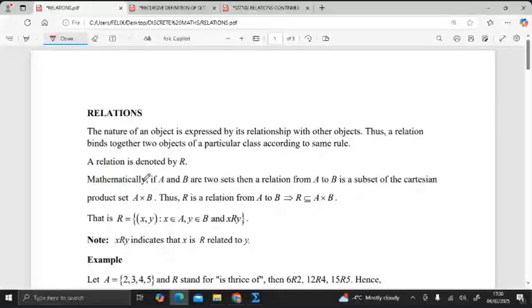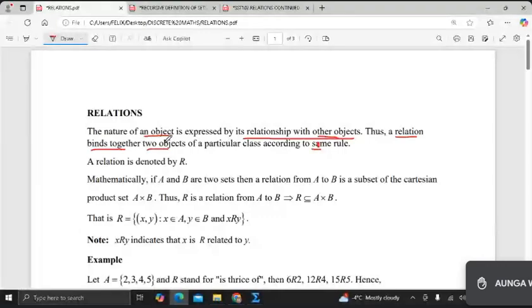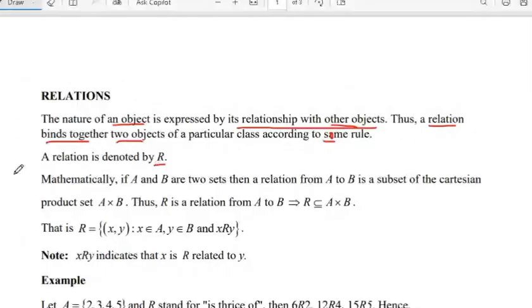Now, we told you that the nature of an object is expressed by its relationship with other objects. Thus, this is what a relation does. A relation binds together two objects of a particular class according to some rule. And you told me that a relation is denoted by R.